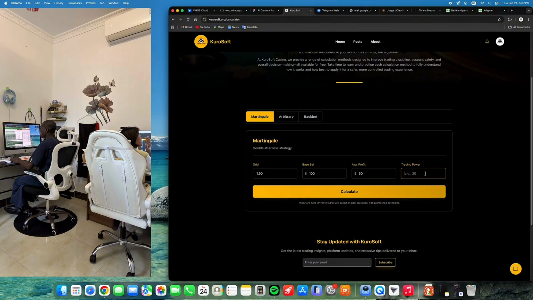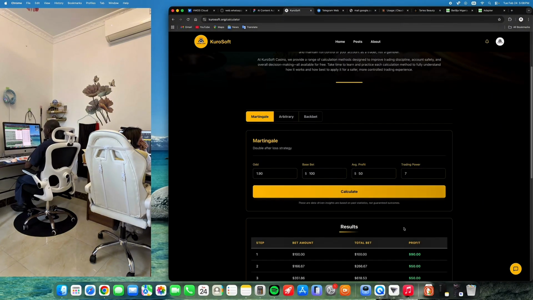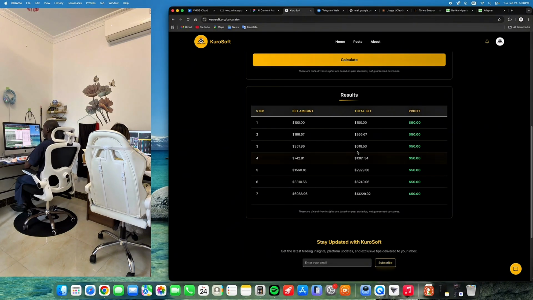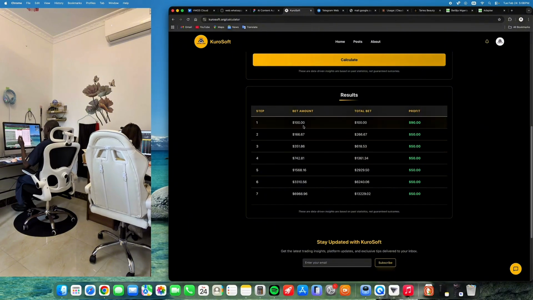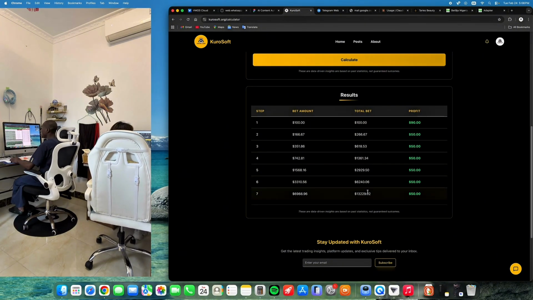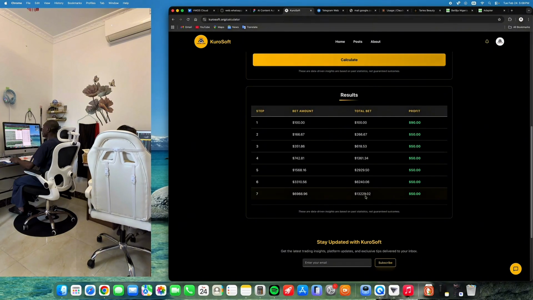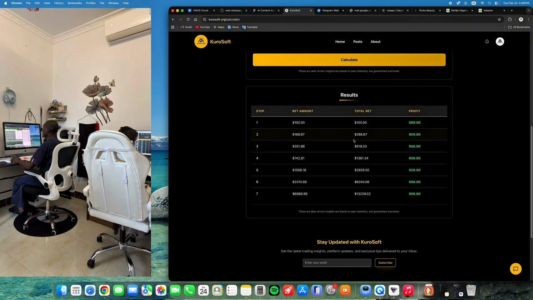Then trading power, we just put it at maybe 7 times is fine. So I'll calculate. Now automatically it has calculated it for me and informed me of the total amount I will need in this game. So I will need a total bet of 13,229 naira. Please ignore the dollar sign, that's just for general news. So under the bet amount, you see the amount. This amount is what you are going to use at any point in time.